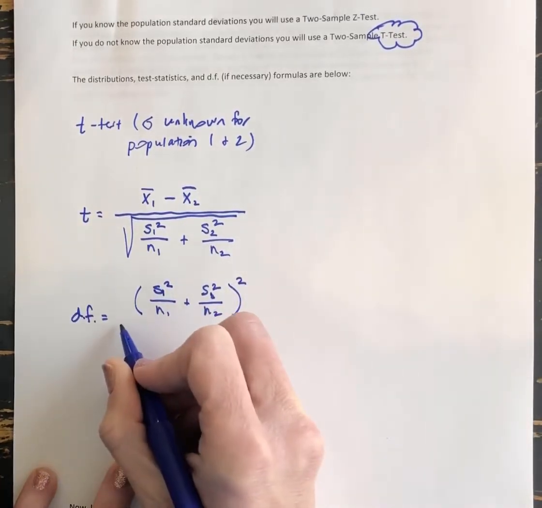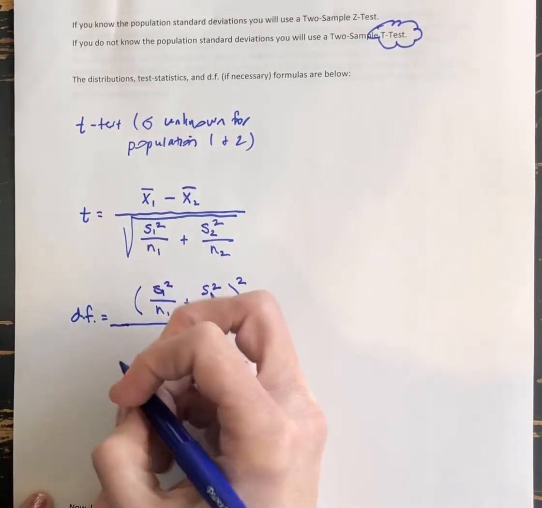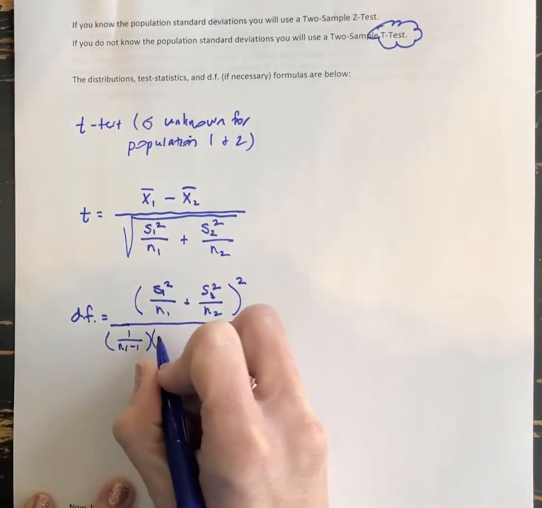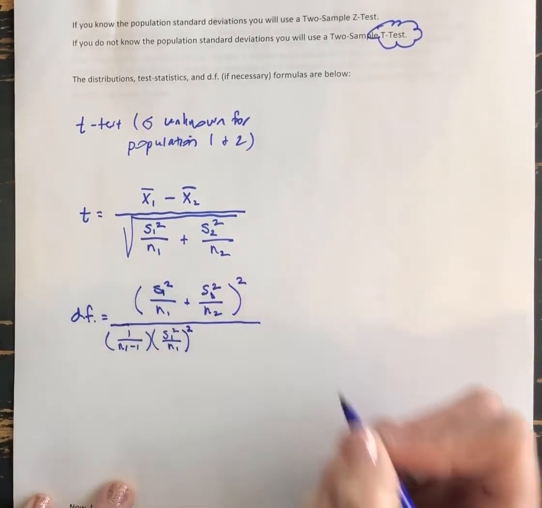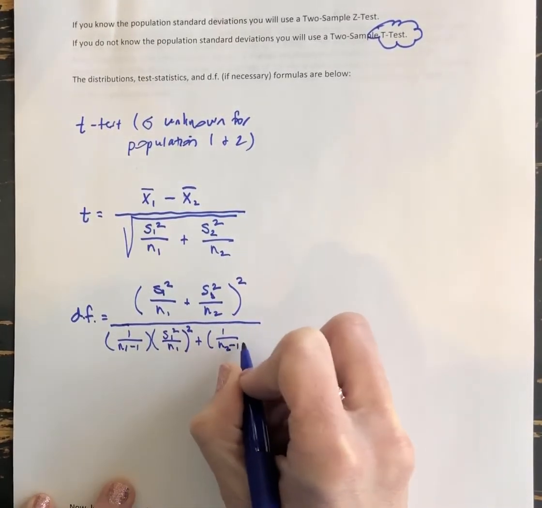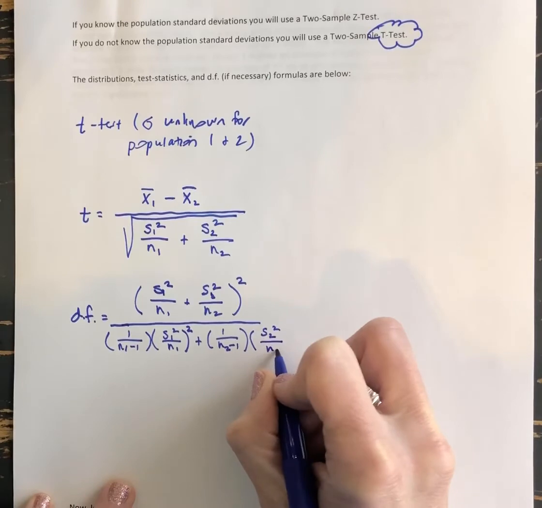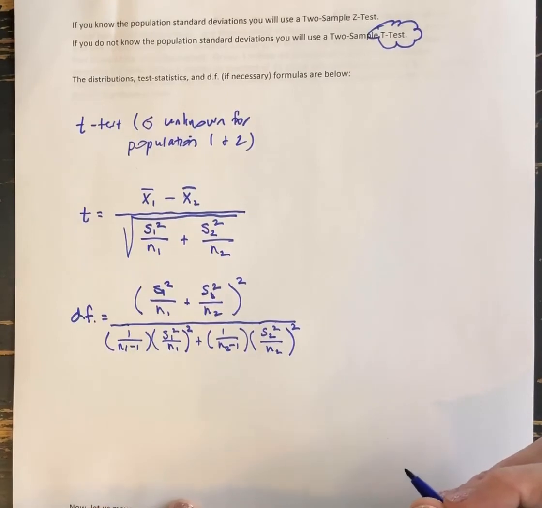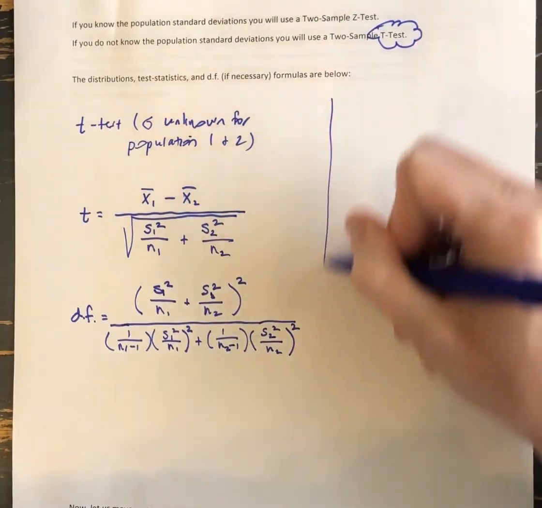Okay, so that's your numerator. And then the denominator is going to be 1 over n1 minus 1 times s sub 1 squared over n1, and that whole quantity is squared, plus 1 over n2 minus 1 times s sub 2 squared over n2, and that's squared as well. Okay, so as you can see, that's a pretty messy degrees of freedom calculation. We're going to do it on the calculator and let it calculate that for us.